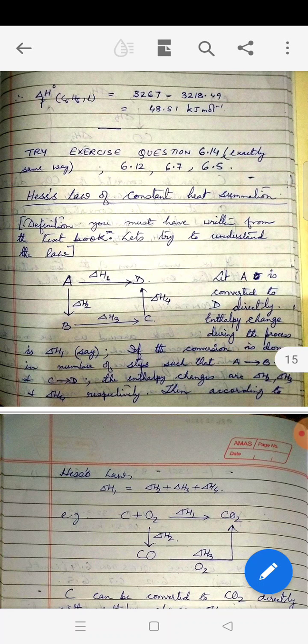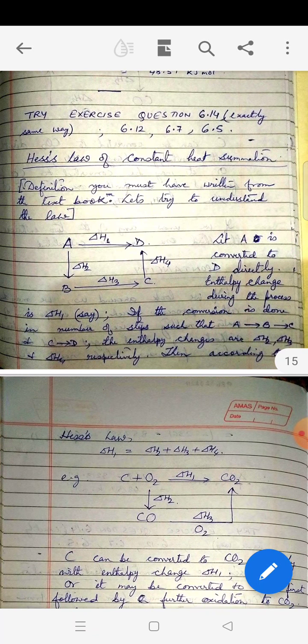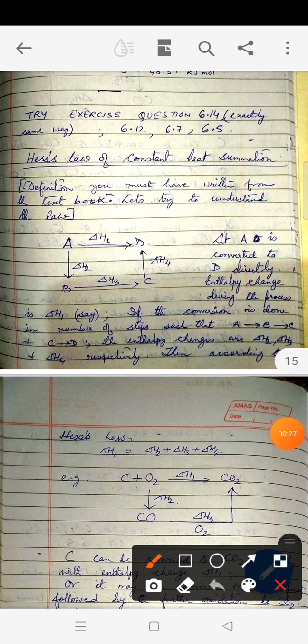The law has been given by Hess and it is called constant heat summation. Now what do we understand by this? If we carry out a process in one step, say from A we convert it to D in one step. Now during this process, suppose we measure the heat change. Let it be considered to be delta H1.